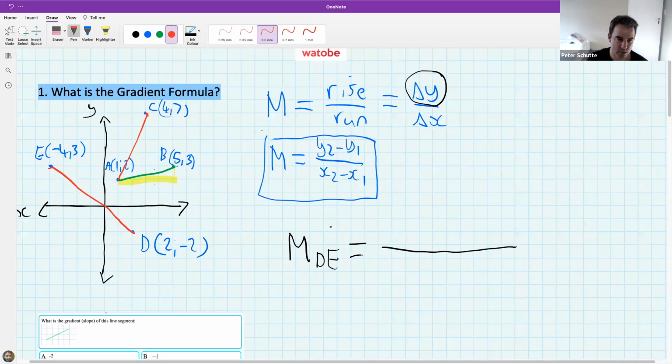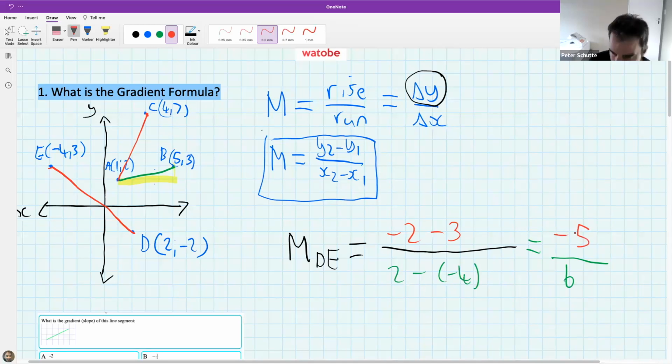So I make sure I'm with my Y's first, minus 2, minus 3. And then on the bottom, I'm going to have 2 minus 4. And then on the bottom, I'm going to get 2 plus 4 then, which is 6. And on the top, I'm going to get minus 5 over 6, or 5 over minus 6. Either way, you're going to get that.